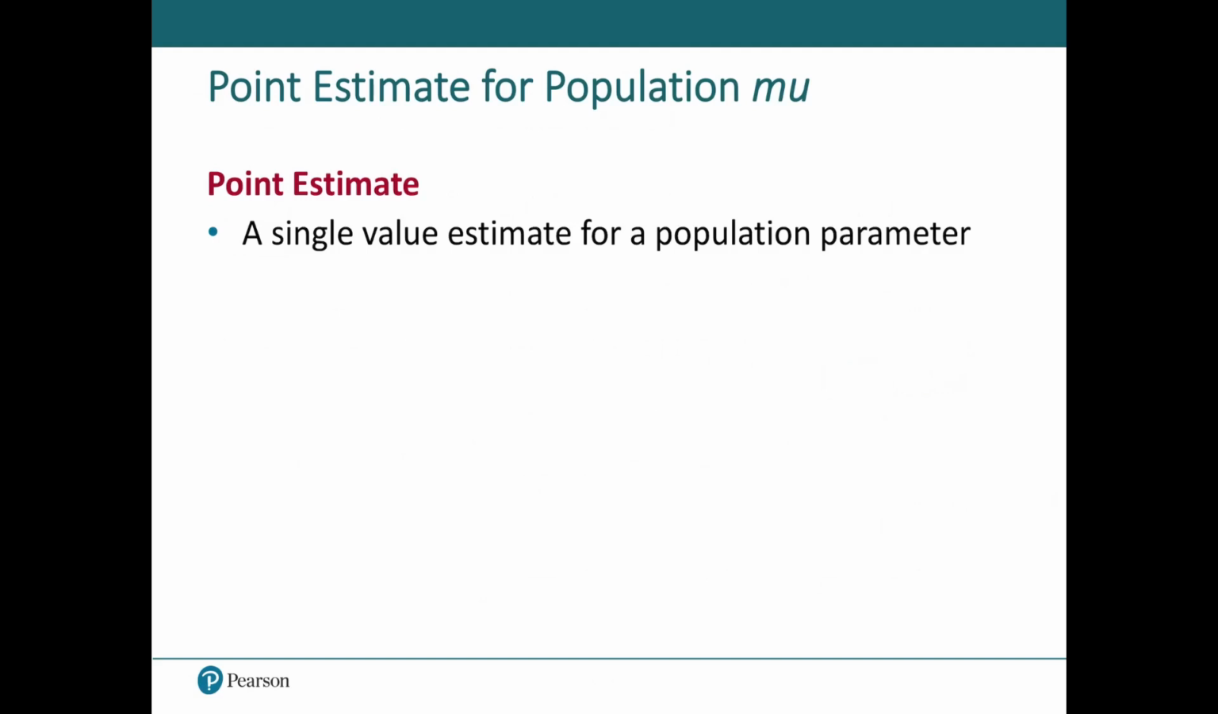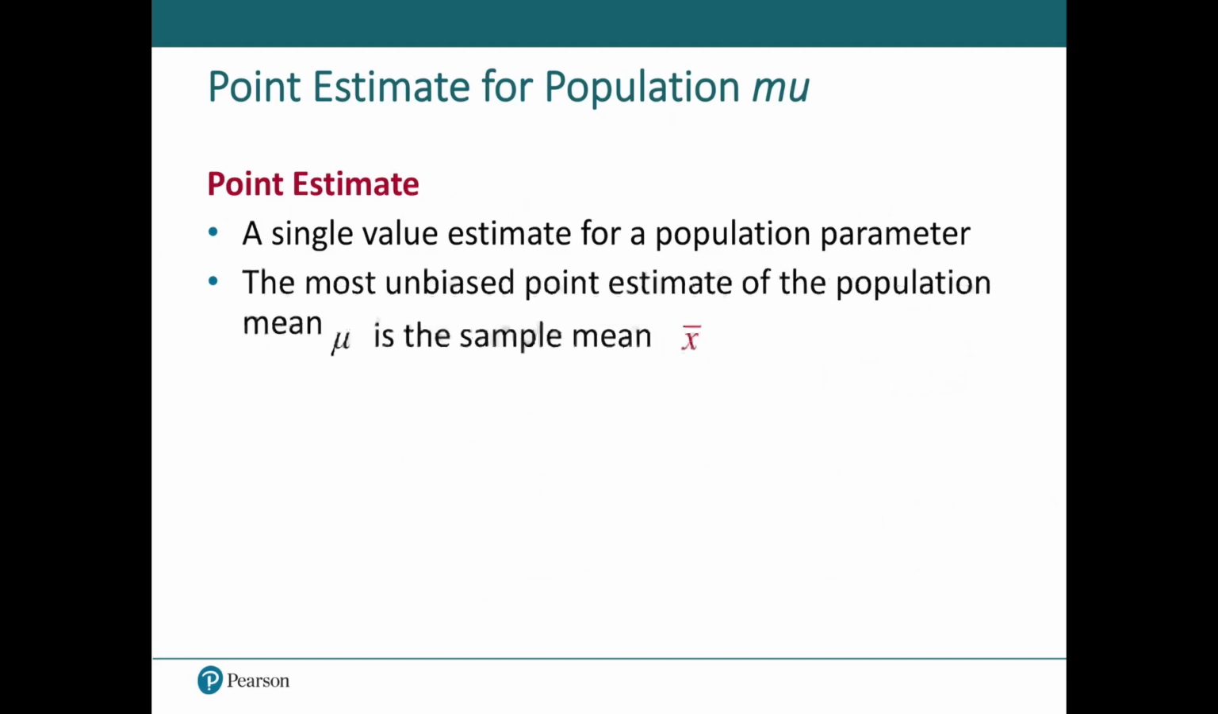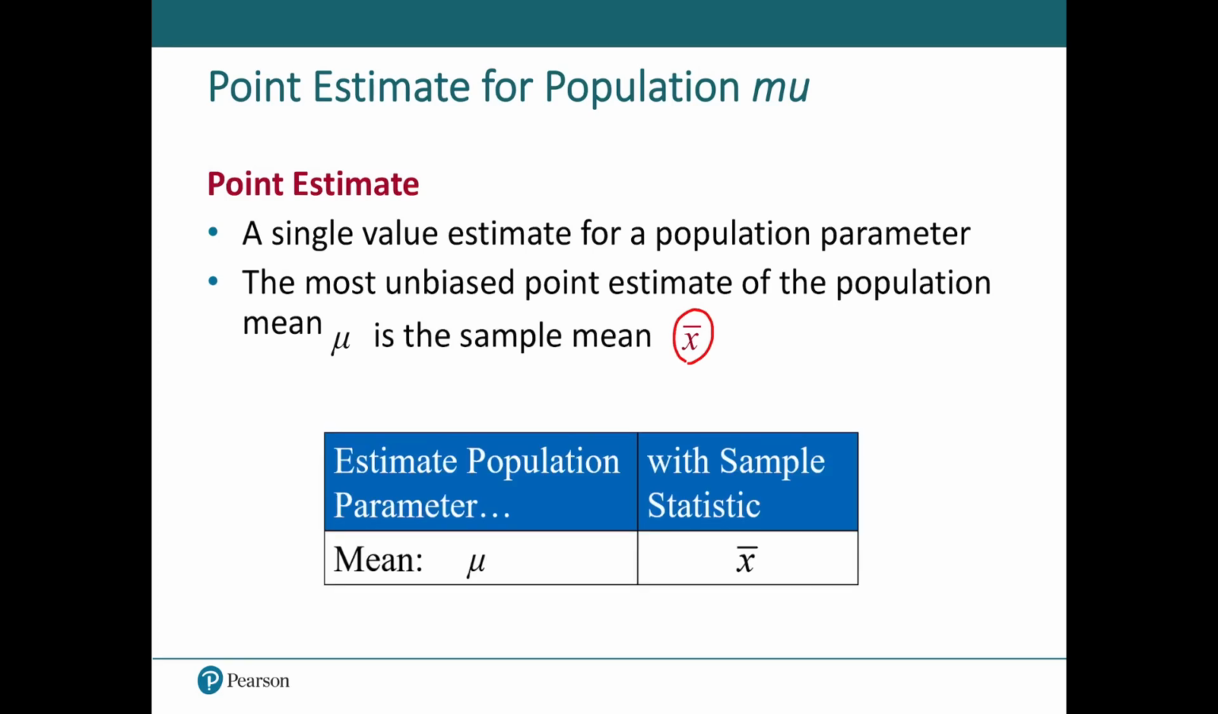Now, point estimate is kind of a recap on the slightly different version here. Point estimate says a single value estimate for a population parameter. Yes, we did talk about that, just a single value, which is given typically. Most unbiased point estimate of the population mean is the sample mean X bar. And although they vary from samples to samples, it is considered to be unbiased. That's a technical term that we're not going to go into too much, but there's no inherent bias in that calculation. So we estimate the population parameter, the mean mu, with the sample statistic X bar.